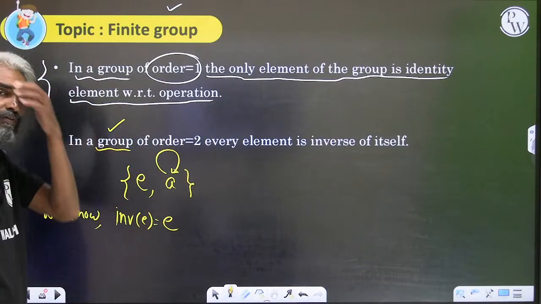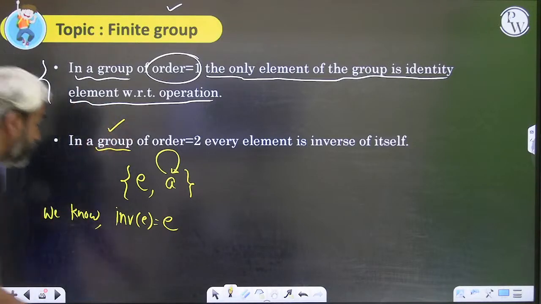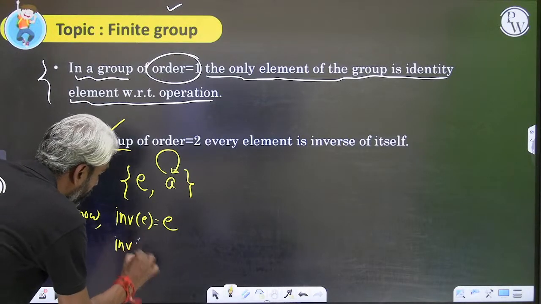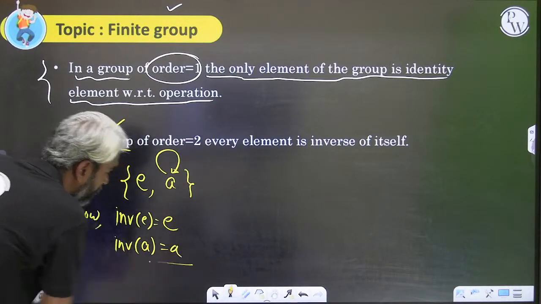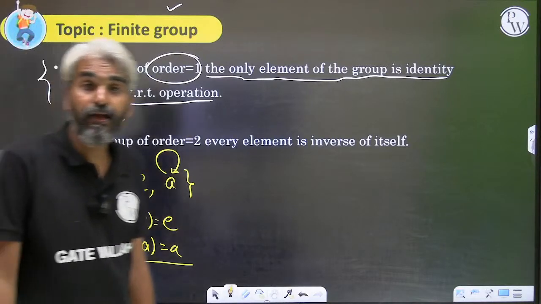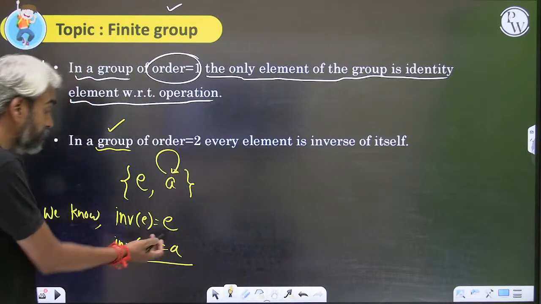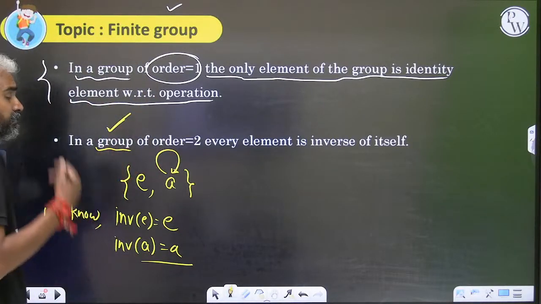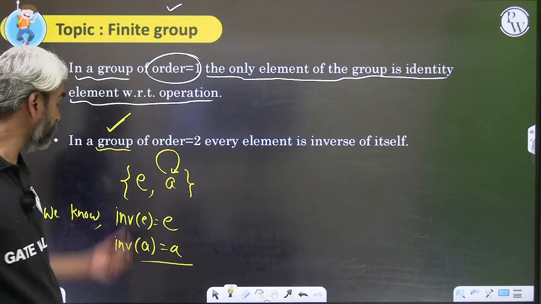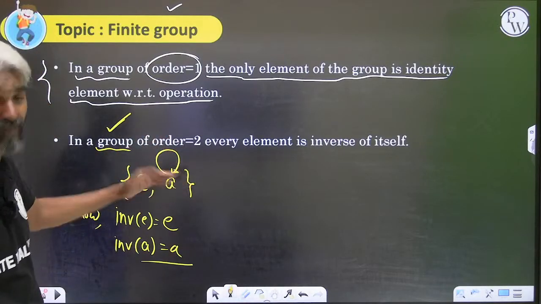Sir, if inverse of A is guaranteed to exist, then inverse of A can be A only. And it is guaranteed that the inverse of A will exist because it is a group. It is already being said it is a group. So inverse of every element will be present in the set itself, right?